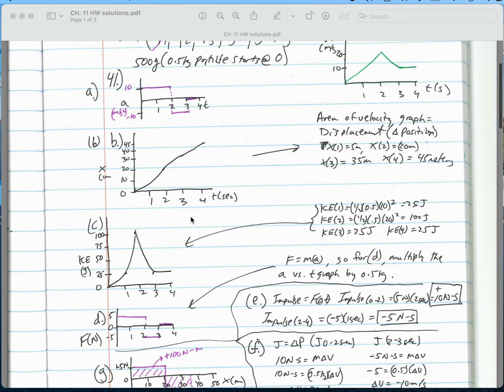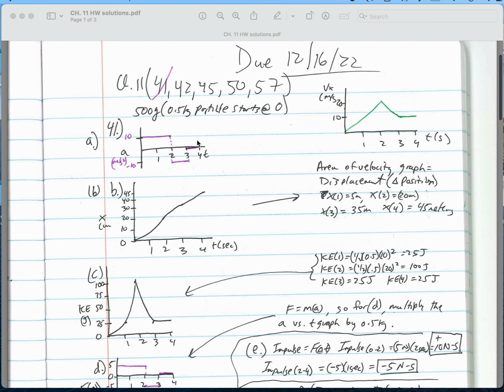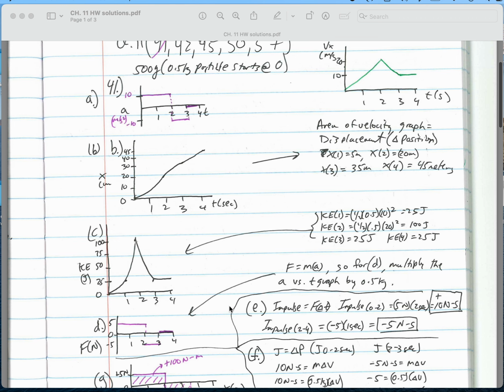The kinetic energy versus time graph. Kinetic energy, 1/2 mv squared. We knew the velocity at the end of those times, so I ended up doing that. If you notice, it's exponential here, exponential decay here, and then constant. So it's very peaky. For letter D, it's asking about the force versus time. Well, if we know acceleration versus time and we know the mass, we use Newton's second law, so we take the acceleration multiplied by the mass of 0.5 kilograms. So I get the exact same pattern of the graph, 5 newtons and negative 5 newtons.